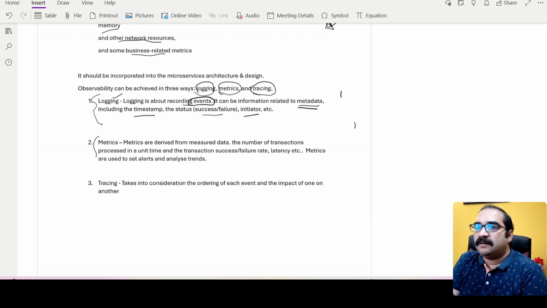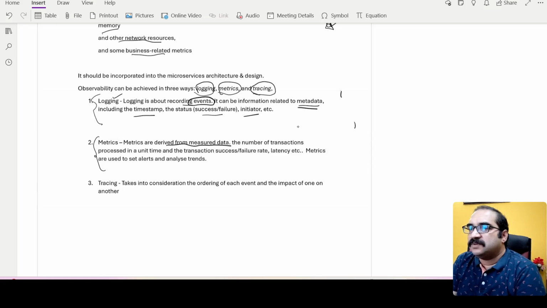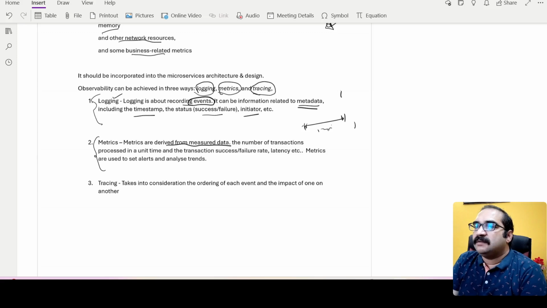Then we have metrics. Metrics is the derived information from measured data. Say for example, we measure how many transactions are happening per second. So it gives one measure, right? The number of transactions per unit time, like 1 minute. So I can say 1,000 transactions per minute, and then if I work on the algorithm, maybe I can make it 5,000 transactions per minute, right?